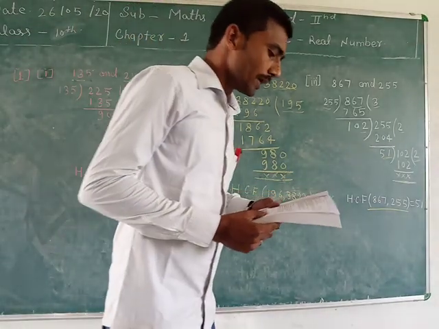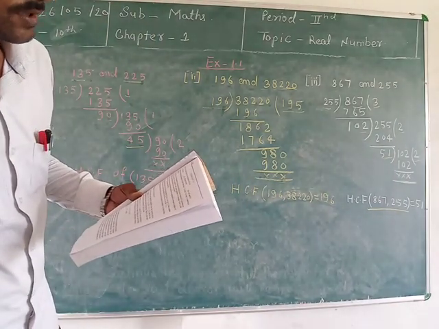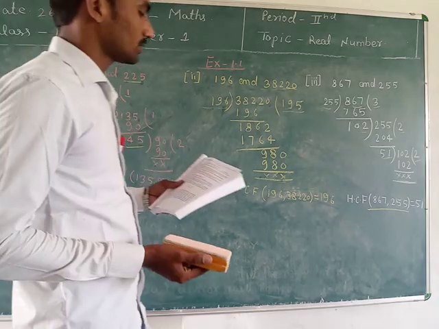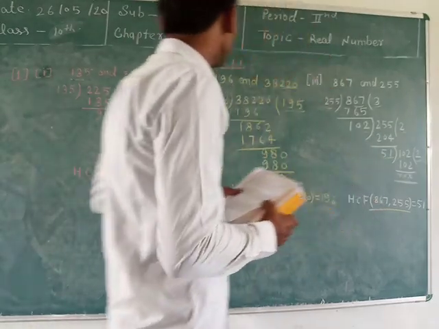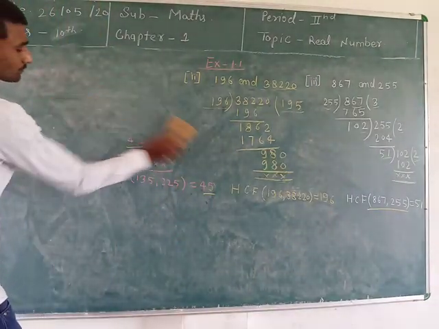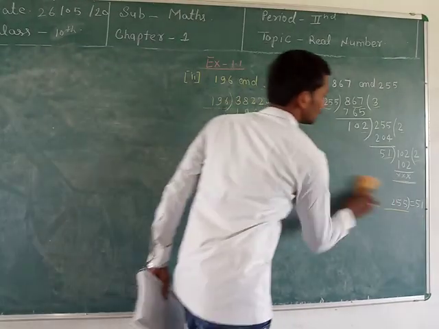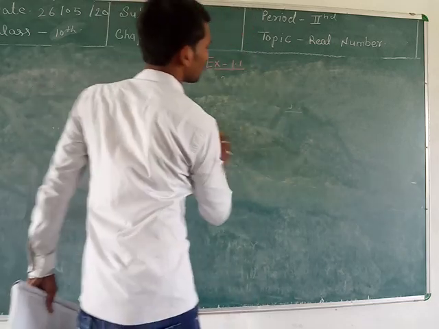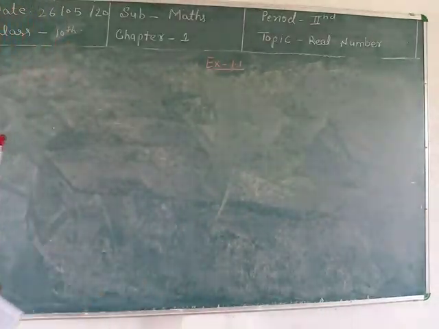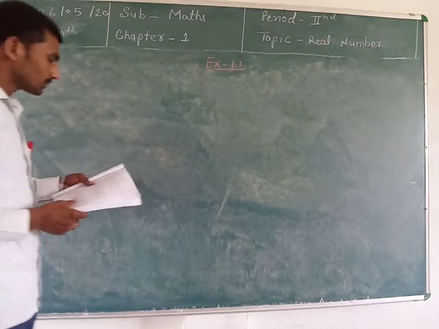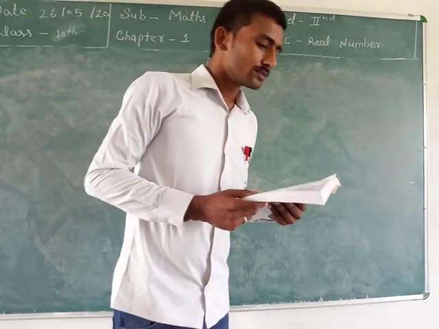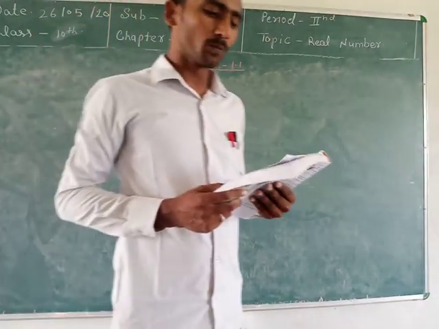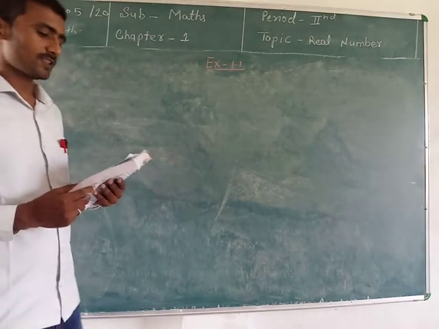Prove that any positive odd integer is of the form 6q plus 1 or 6q plus 3 or 6q plus 5, where q is some integer. In this question we have to prove that any positive odd integer is of the form of 6q plus 1 or 6q plus 3 or 6q plus 5.